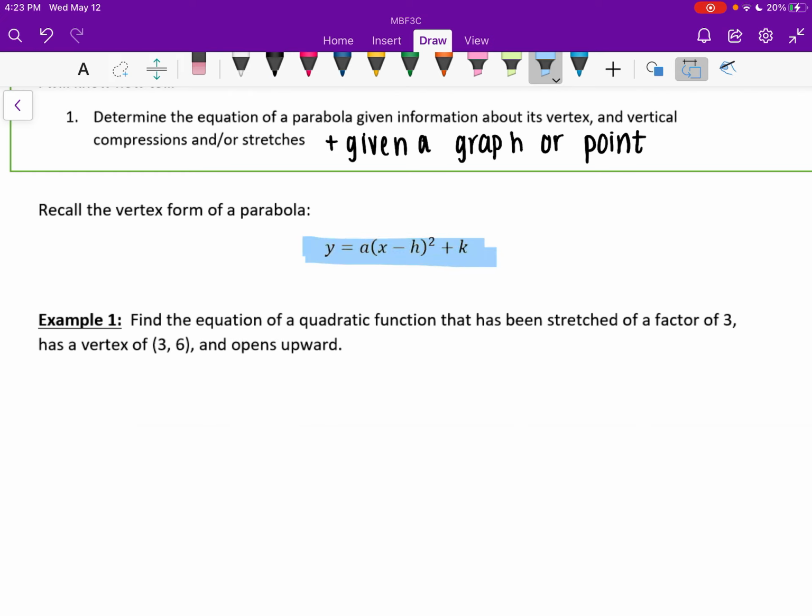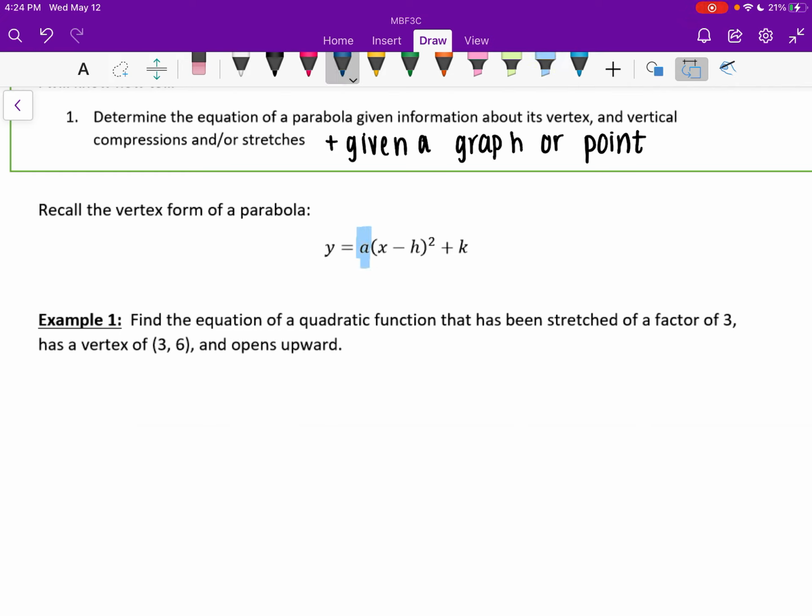So just for us to remember, in vertex form, the form of a parabola is going to be y equals a(x minus h)^2 plus k. So we're going to go over and actually talk about what each of those variables mean. Right, so y and x are just points on the graph.